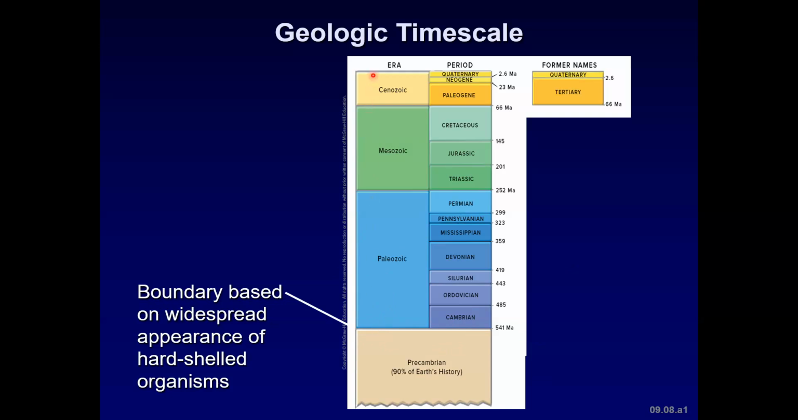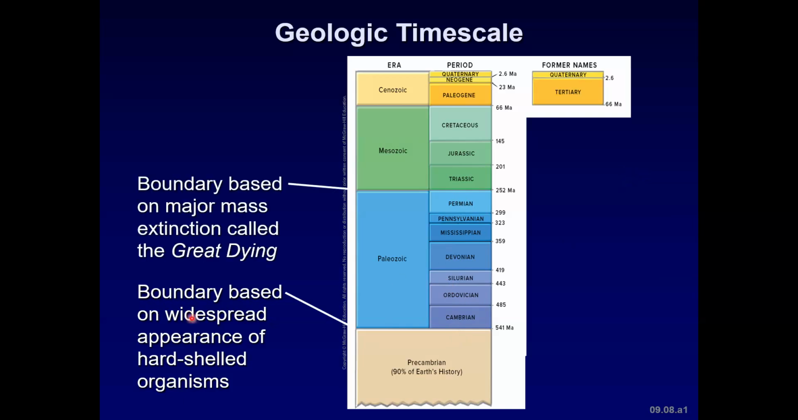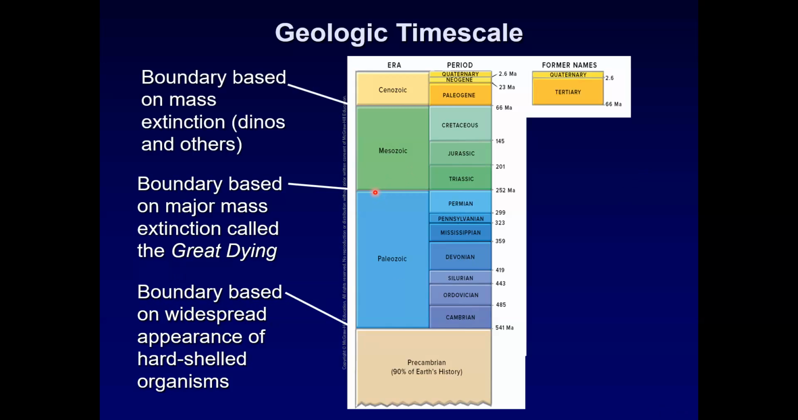We're looking at eras and periods of geologic time here. You start off with the era and then you subdivide based on different appearances of rock types and fossils and extinction of different creatures. This boundary between the Paleozoic and the Mesozoic is based on a major mass extinction called the Great Dying. And we say they're extinct because they're no longer in the fossil record. They just did not appear to be living at that time.